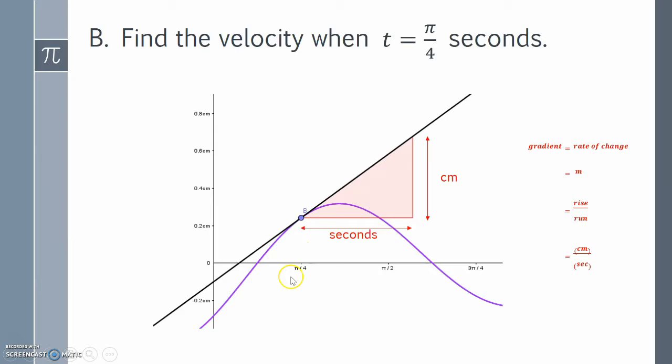seconds. So if we look at our purple line, the function, we can draw a tangent line, and this will allow us to calculate the gradient. We see that the gradient is in terms of centimeters per second, which makes sense since we're trying to find a velocity.